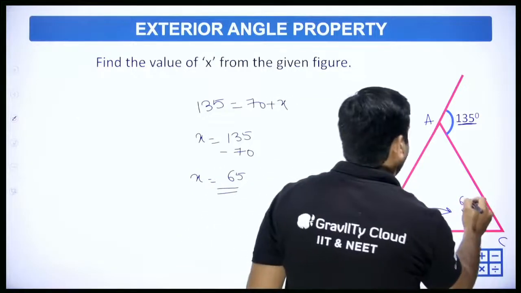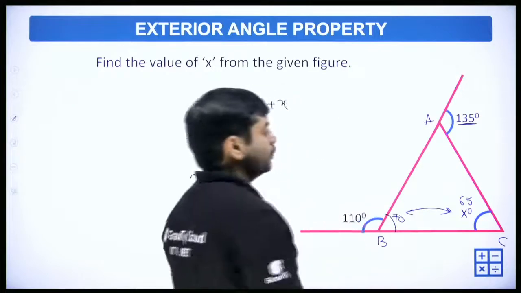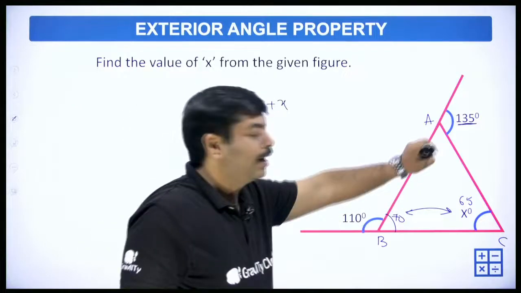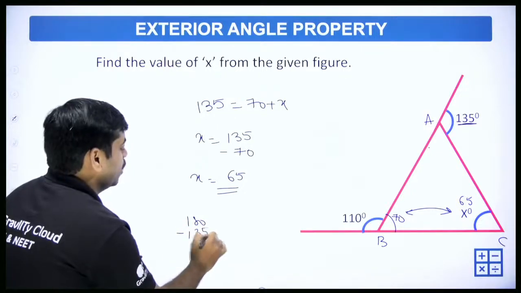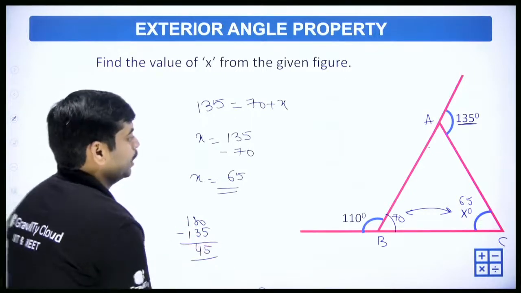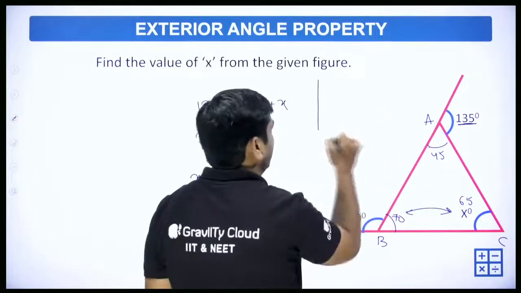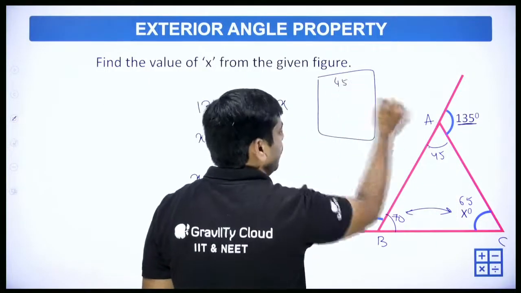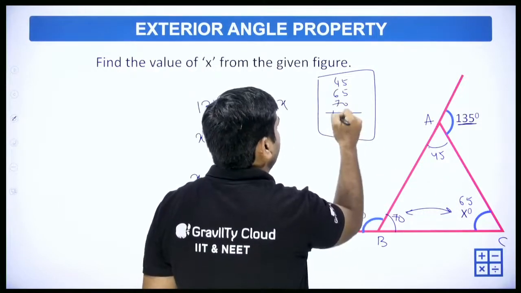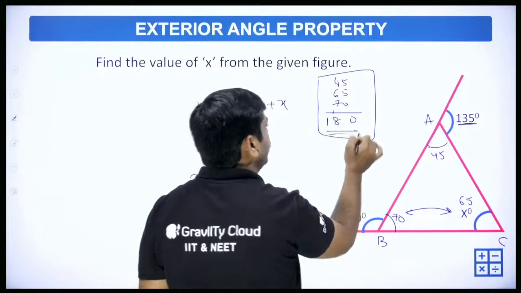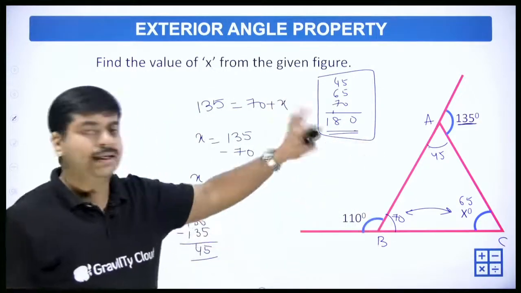What about this angle A? Just in case you want to find this one, it is 180 minus 135, which is 45. So this angle is 45. Let us check that all the angles sum to 180: 45, 65 and 70. 65 and 70 is 135, and 135 plus 45 is 180, yes. So the sum of all the angles is 180, right?